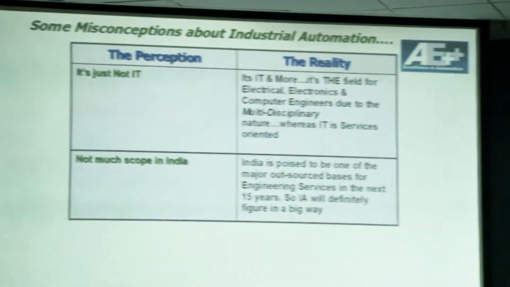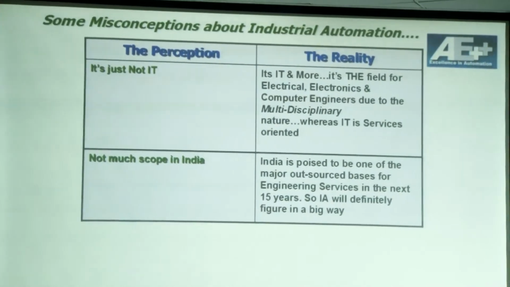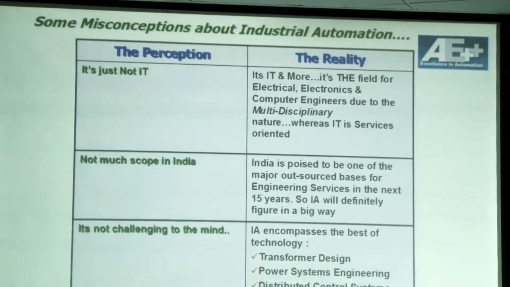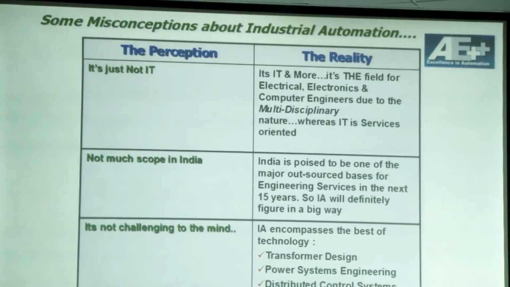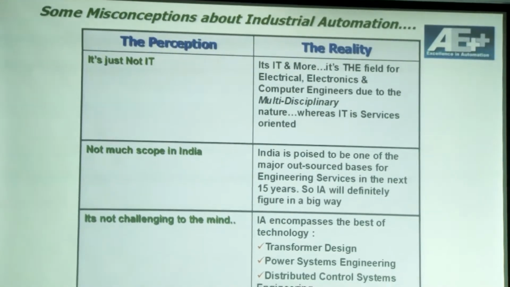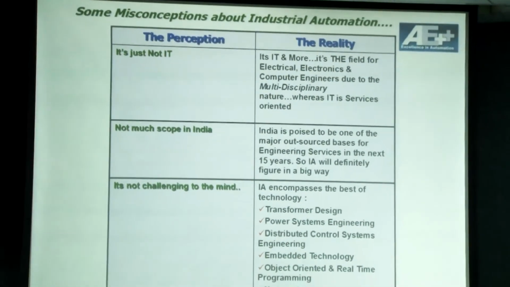Some of the misconceptions I would say about industrial automation, which I used to find, people say, it's not IT. It's not IT because we want to go to IT. But actually speaking, it's IT and more. A lot of IT is involved in it. In the last 10 years, a tremendous amount of IT has found its way into the plant itself. It's much more than IT. The field is for electrical, electronics, computer engineers due to its multidisciplinary nature. There's a huge amount of interdisciplinary functions that are involved in it.